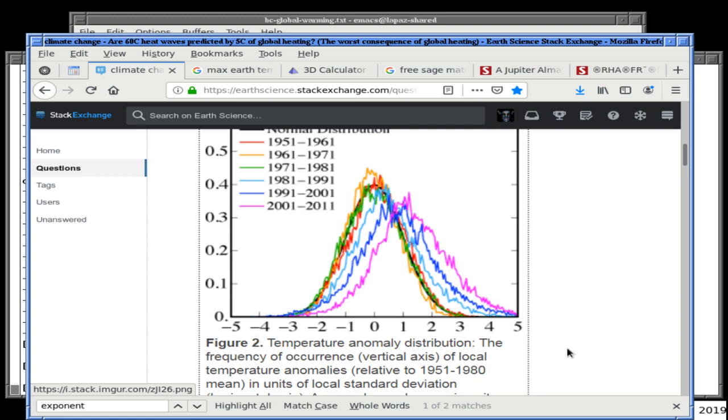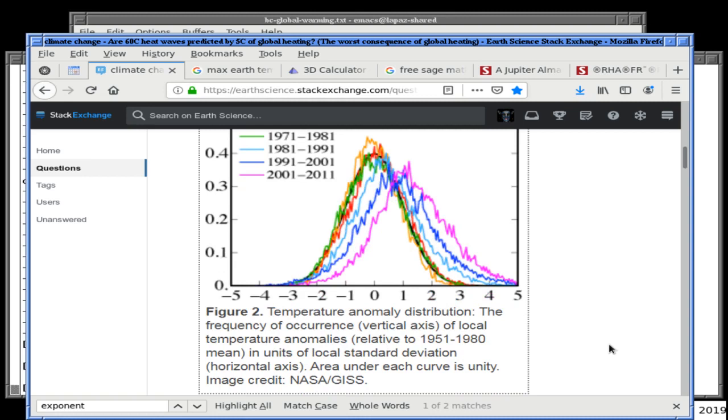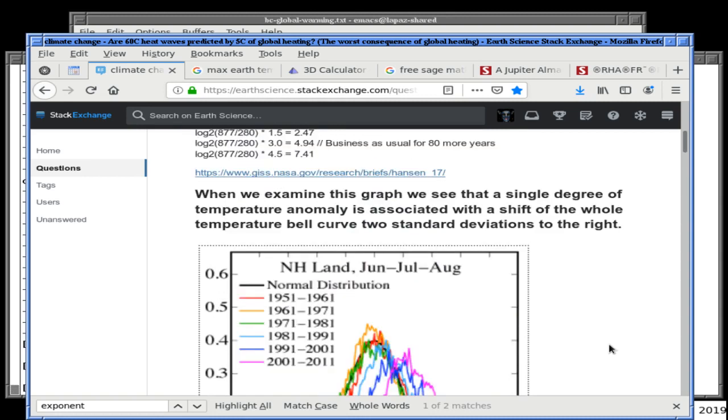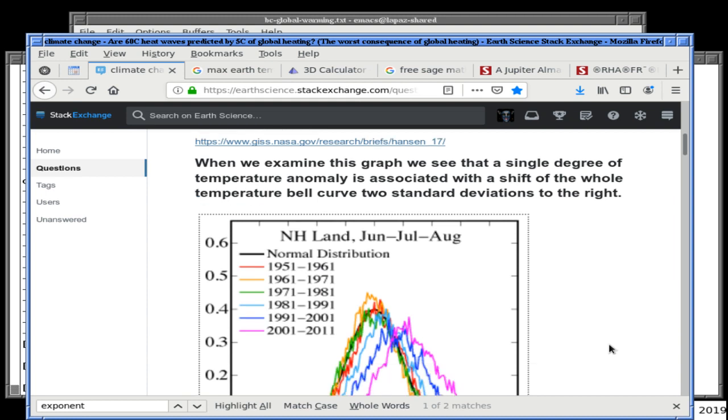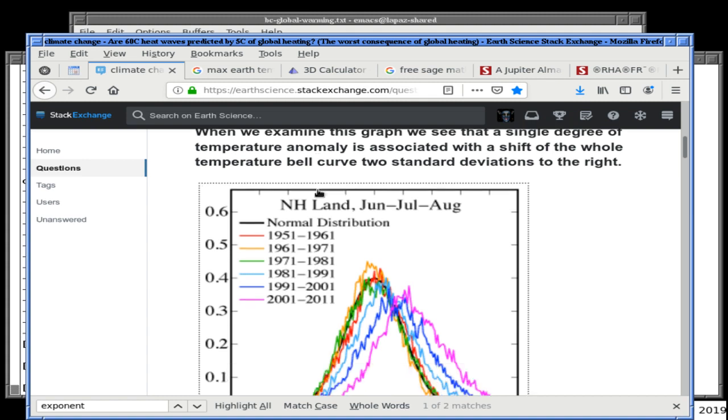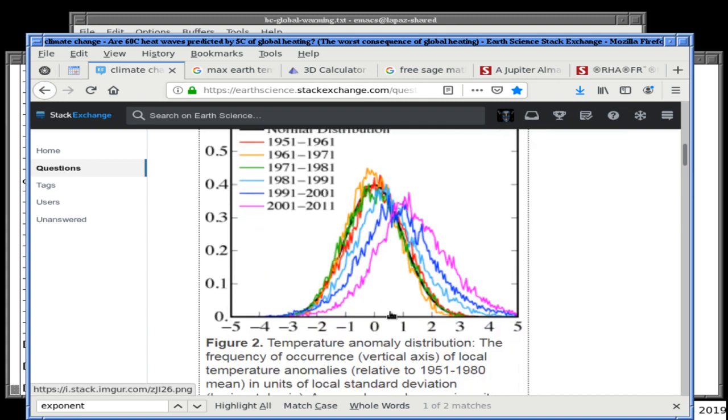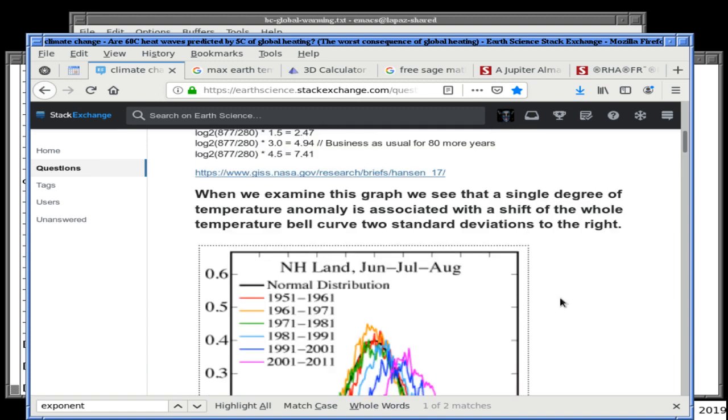The problem here is he's saying two things that are actually contradictory to each other, unless he's making a very specific statement, which I will give him the chance to do here. If it's true that a single degree of temperature anomaly in the mean is associated with the shift of the bell curve two standard deviations to the right, that would mean that 1 degree equals two standard deviations, or one standard deviation is half a degree.